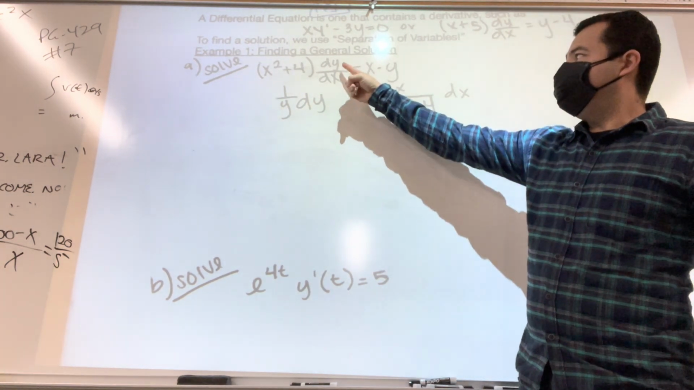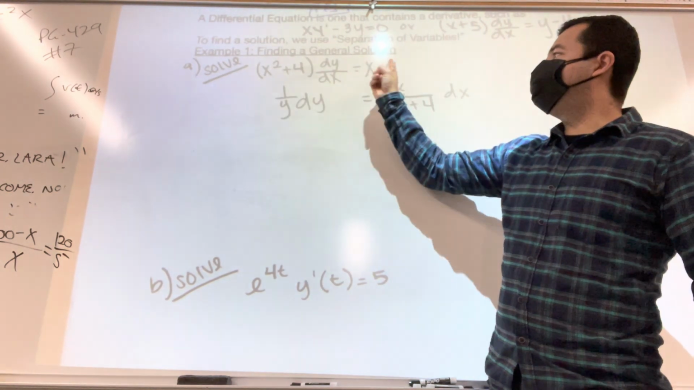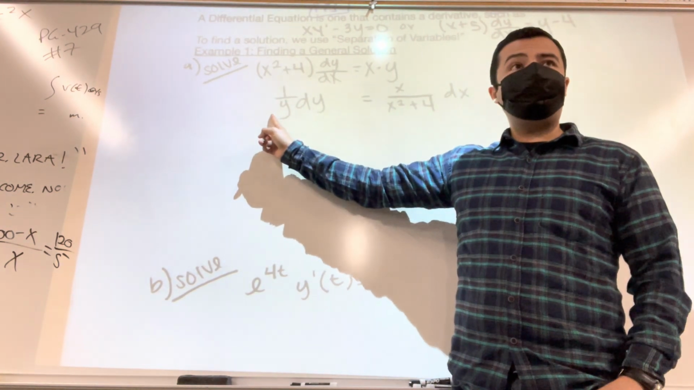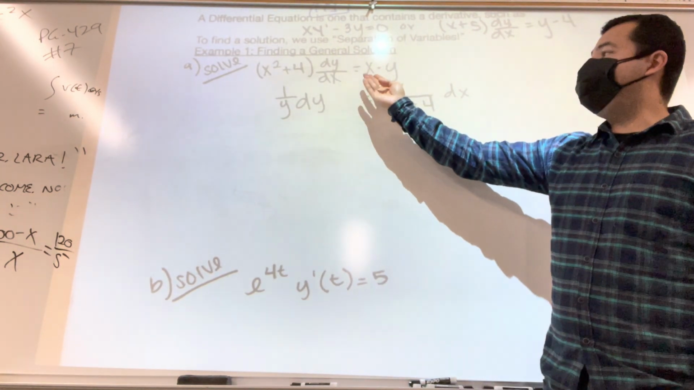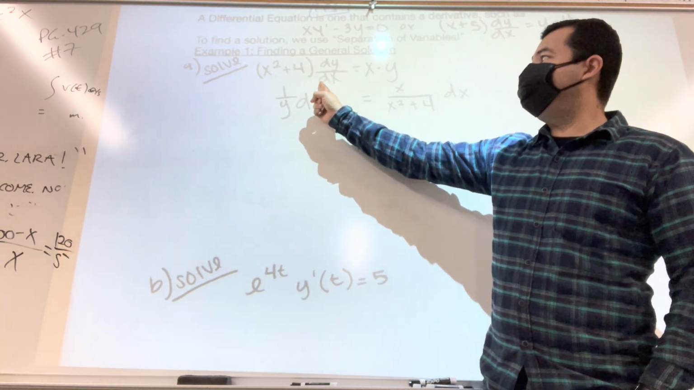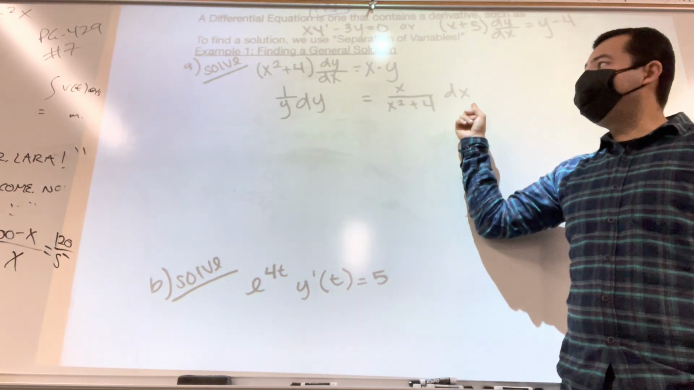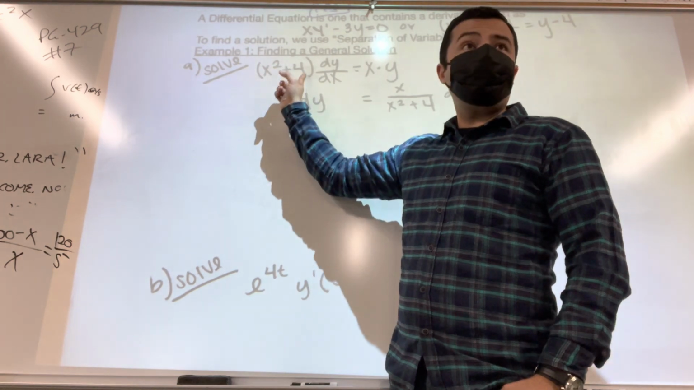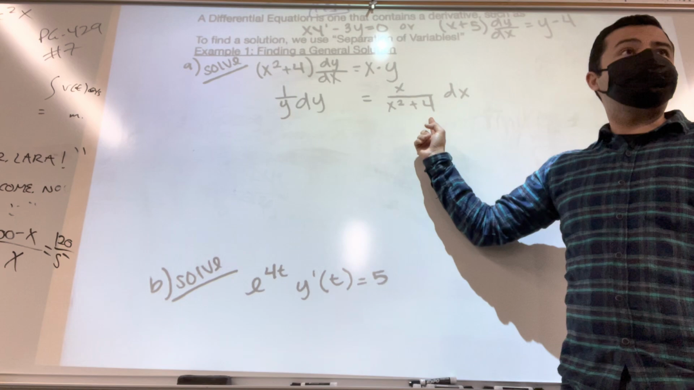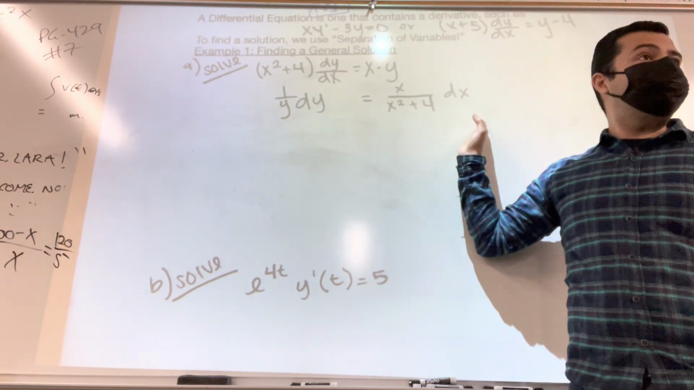Think algebra. The dy stayed on the top. How did I bring this y to the other side? I multiplied both sides by 1 over y, and boom, it showed up over here. Here I had an x, so what did I do to dx at the bottom? Multiply both sides by dx. Now it's on the right side. I had an x squared plus 4 here. What did I do to both sides? Divide by x squared plus 4, and now it shows up over here. So notice the y's are with the y's and the x's are with the x's.